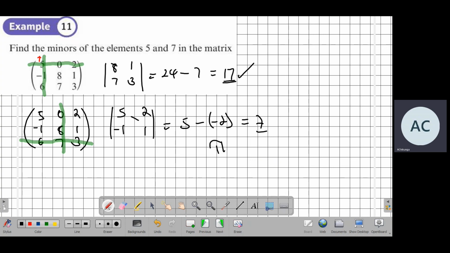So you can write the minor of 7 is 7. Minor of 5 is 17. So you do not multiply by 5 like the first one? All right, next question.